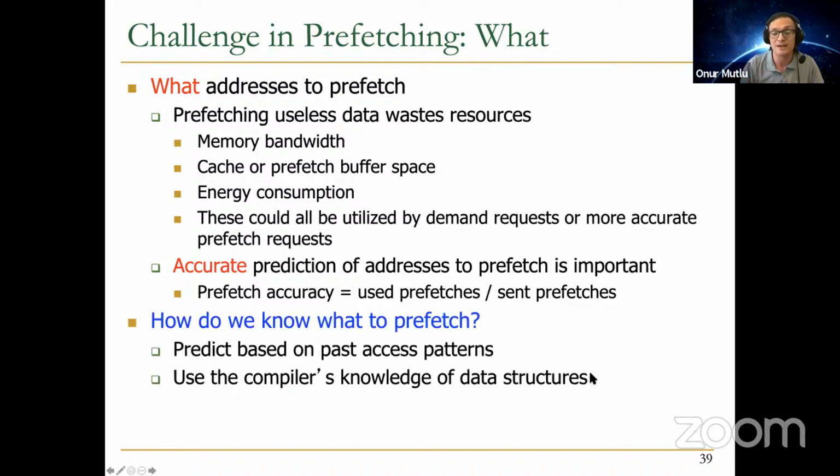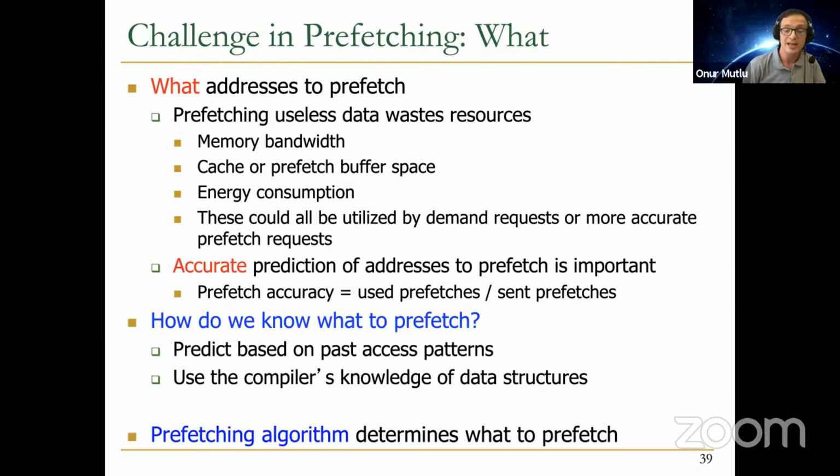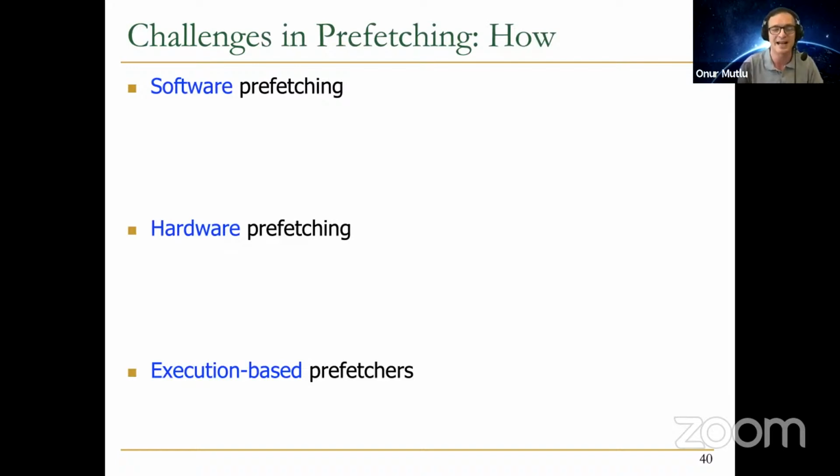So how do we know what to prefetch? You can predict based on past access patterns, or you can use compilers' knowledge of data structures. You can use programmers' knowledge of access patterns also if you're doing it at the program level. So there are many, many questions over here also. And the prefetching algorithm in the end determines what to prefetch. And there are many, many prefetching algorithms that people have devised. I'm going to give you some examples of it, but if you really want to learn more examples, I would recommend taking the advanced course and reading some papers that I recommend.